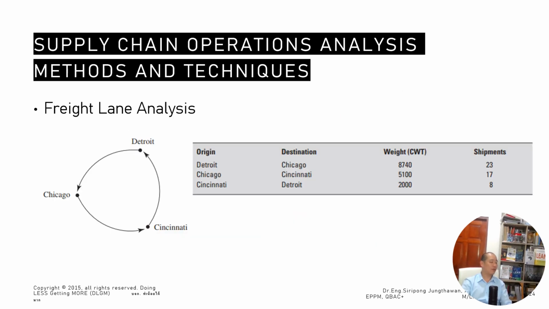And the next one, we have to know about lane analysis, from the origin and destination. You set the routing from Detroit to Chicago, and then you know the weight and the shipment, how many shipments you decide. And you can see Detroit to Cincinnati and also Chicago, that link the loop together. On the left-hand side is counterclockwise here, Detroit to Chicago and also Cincinnati, and then you know the weight and how many shipments you decide.